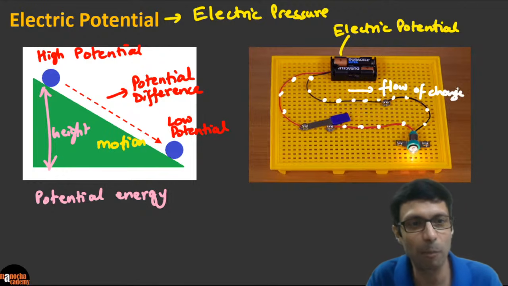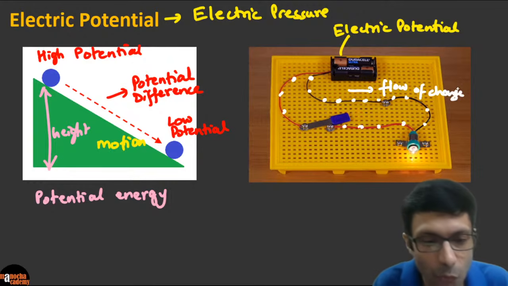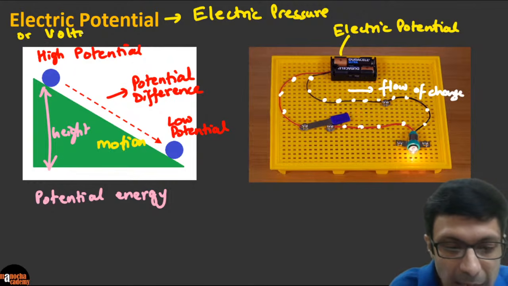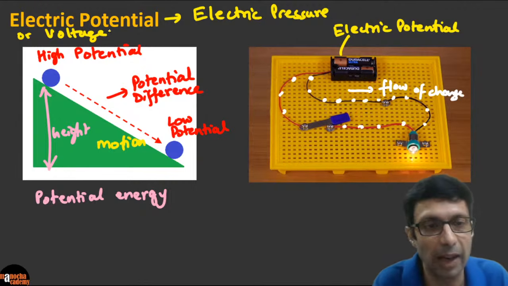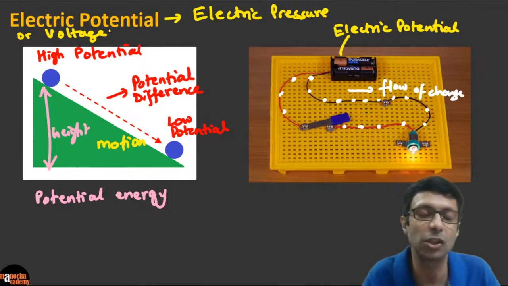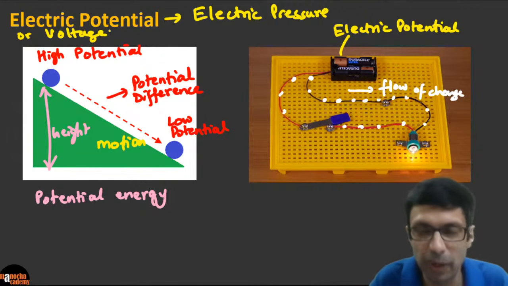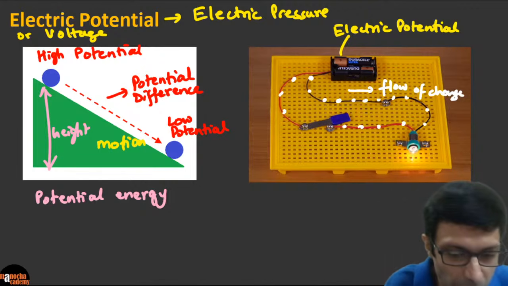Similarly, it is this electric potential, or what is known as voltage. Same thing, guys. Electric potential or voltage is like this electric pressure pushing the electrons, because if you don't push them, they are just going to move randomly in the wire. There's going to be no current. Clear? Please clear your concept. This is very, very important.